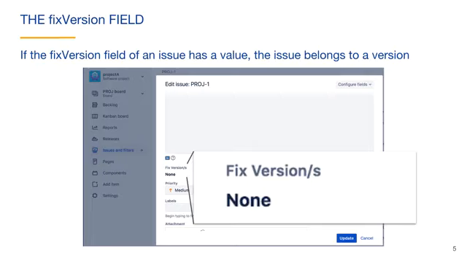If the fixed version field of an issue has a value, the issue belongs to a version. Here we are editing an issue. You can see that there is a fixed versions field with a value of none. This issue does not belong to any versions. It is not editable here because no versions have been defined for this project.